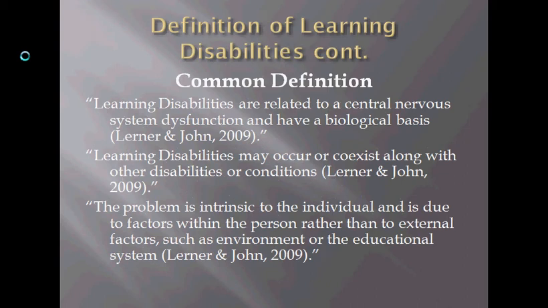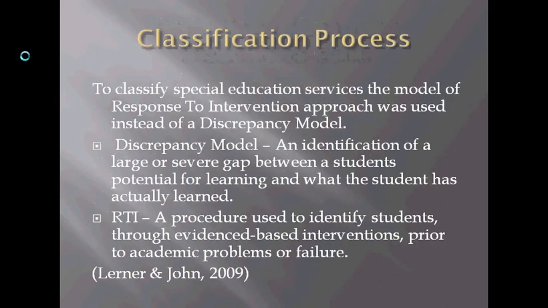Common definitions for learning disabilities. These also come from Lerner and Johns. The first one states that learning disabilities are related to a central nervous system dysfunction and have a biological basis. Learning disabilities may occur or coexist along with other disabilities or conditions, and the problem is intrinsic to the individual and is due to factors within the person rather than to external factors such as environment or the educational system.